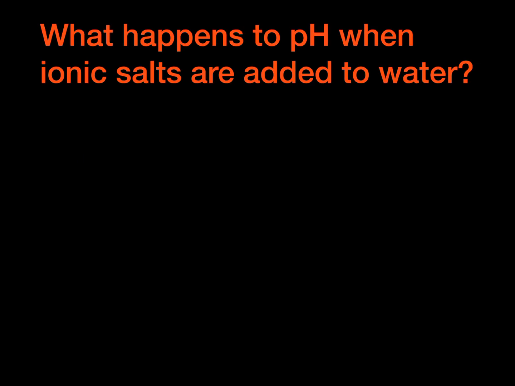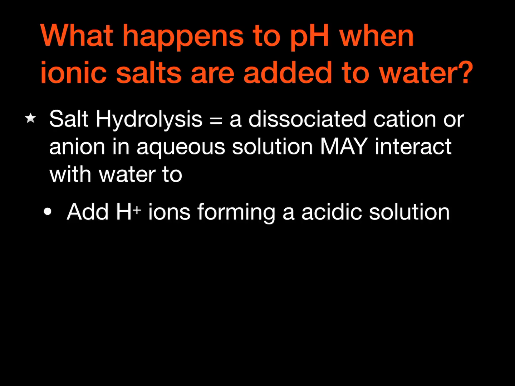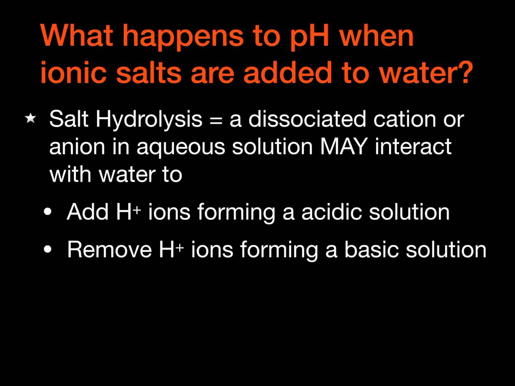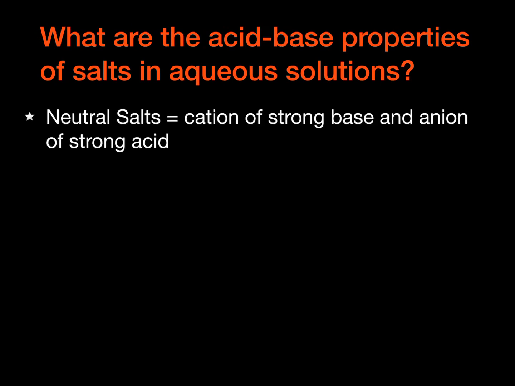What happens to pH when ionic salts are added to water? Salt hydrolysis is the process where a dissociated cation or anion in aqueous solution may interact with water to either essentially add hydrogen ions, forming an acidic solution, or remove hydrogen ions, forming a basic solution. So what are the acid-base properties of salts in aqueous solutions?